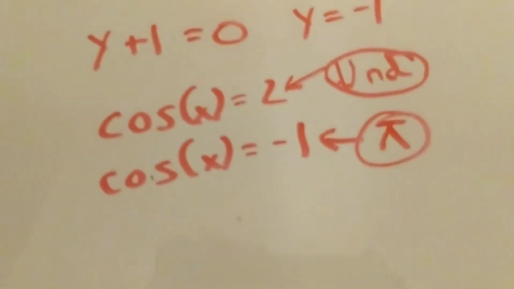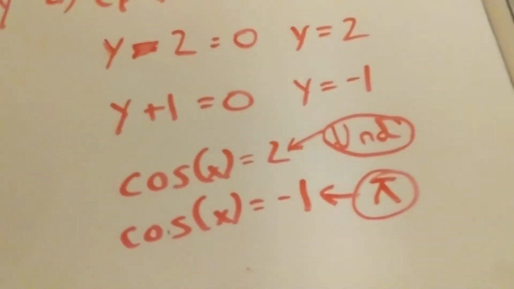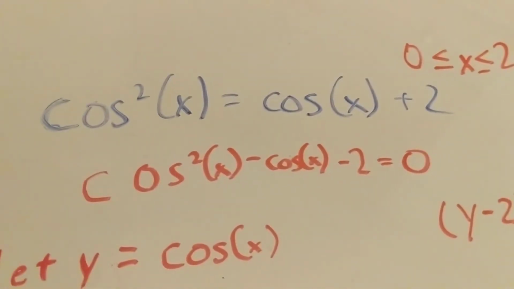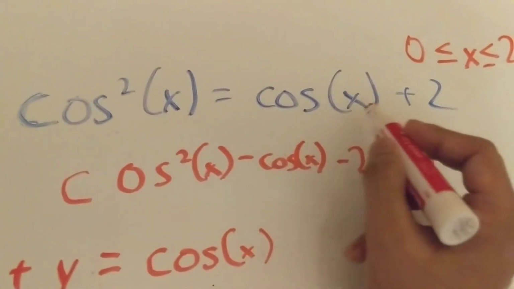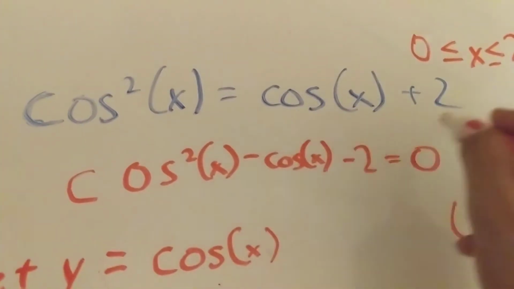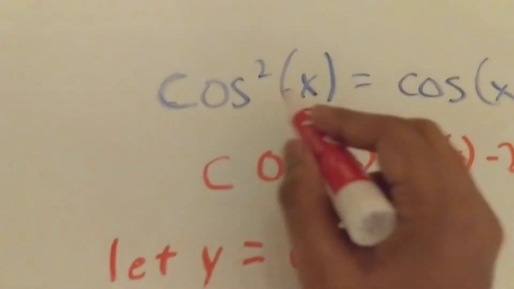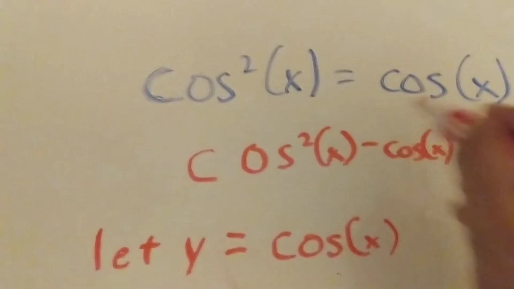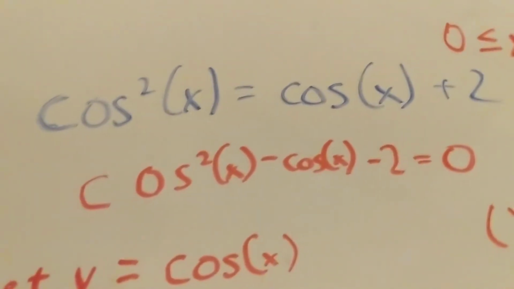So, what does this mean? That means that the answer to this is pi, and if you actually test it out, it will work. If we put in cosine of pi right here, this will be negative 1 plus 2, that's just 1 on this side. Cosine of pi here, and then square that, that's 1. 1 is equal to 1, so obviously pi is going to work.